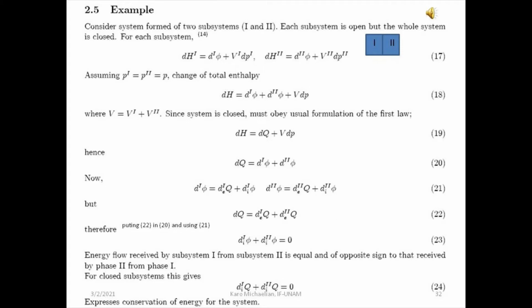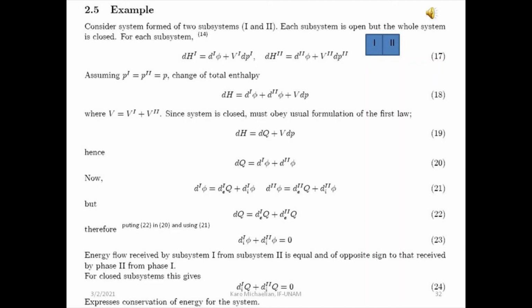Now, the total change of heat, or dQ, for the whole system, subsystem 1 plus subsystem 2, has to be equal to d1Q external, coming in from the external environment, plus d2Q external, coming in from the external environment, which is equation 22. Therefore, putting equation 22 into equation 20 and using equation 21, we can derive that d1 phi internal plus d2 phi internal is equal to 0. You can do that, it's just algebra. Check it for yourself, please. So that just says that the energy flow received by subsystem 1 from subsystem 2 is equal and opposite in sign to that received by subsystem 2 from subsystem 1.